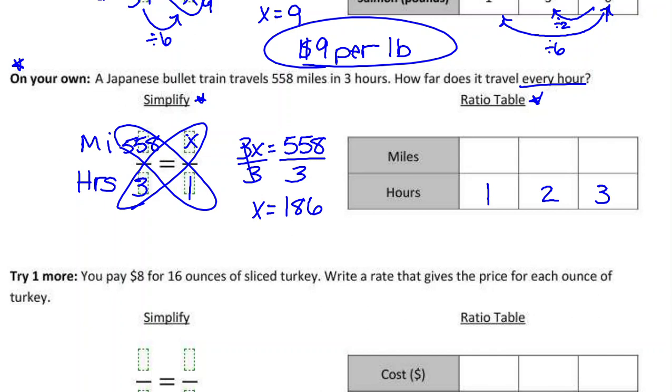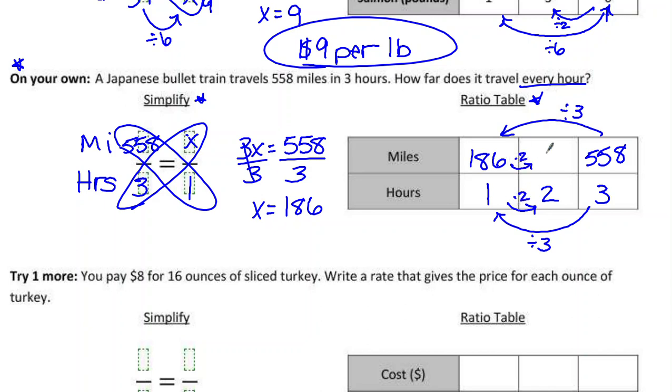You also could have plugged it into the ratio table. So I can go 558 miles in 3 hours. If I take that and I get to 1, I have to divide by 3, and I'm left with 186. And then to go forward to fill in that 2 slot, I have to multiply by 2. So 186 multiplied by 2 is 372, but this is the piece I'm looking for. So my final answer is 186 miles per hour.